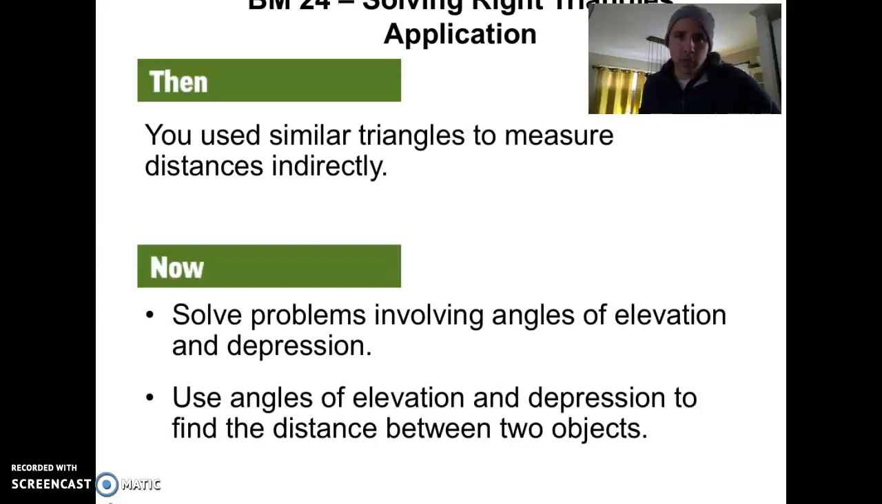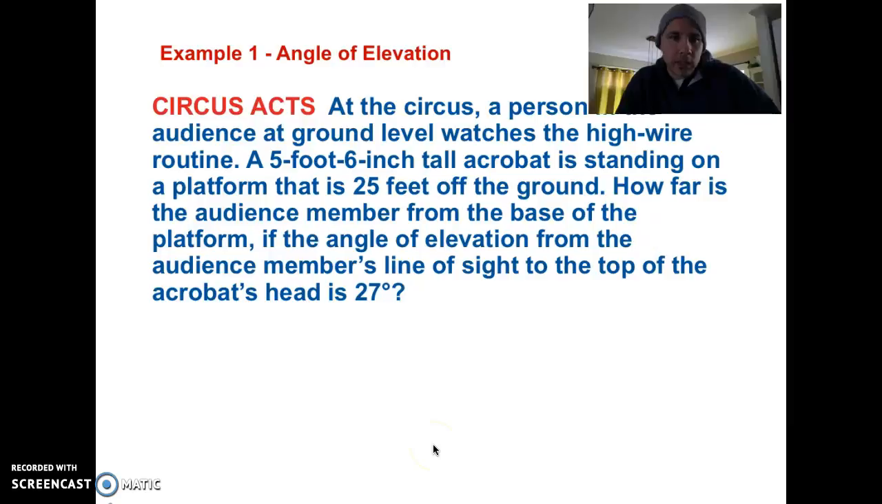We're talking about benchmark 24, solving right triangles with the added application. The only thing we're going to do today is solve problems involving angles of elevation and depression. We're going to use right triangles. We're going to use the trig ratios. Okay, welcome back. This is example 1, angle of elevation.